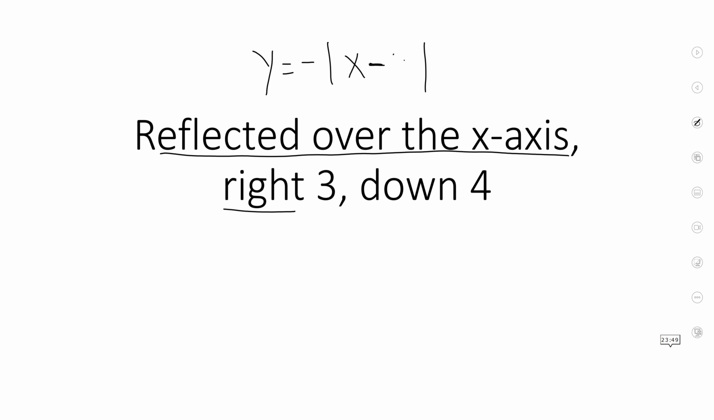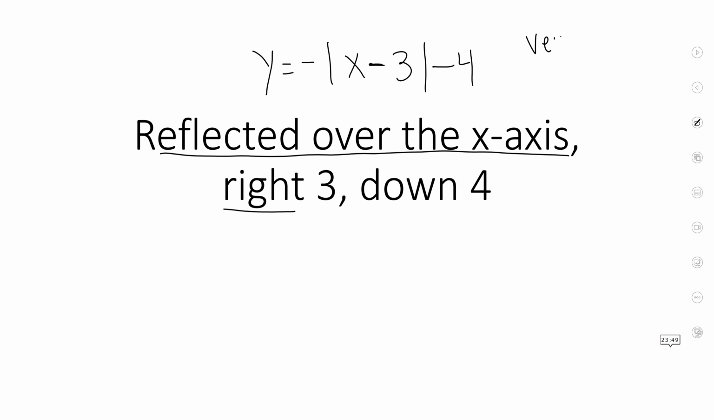So guys, the answer to this, if I wanted to write an equation, a reflect over the x-axis means I'll have the negative in front. Whenever you see the word right, know that inside of here, it'll be a minus sign. Down 4 will be a -4.